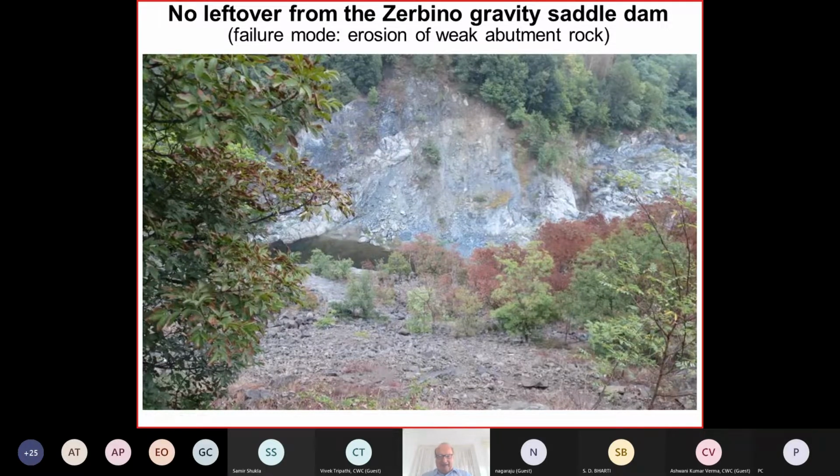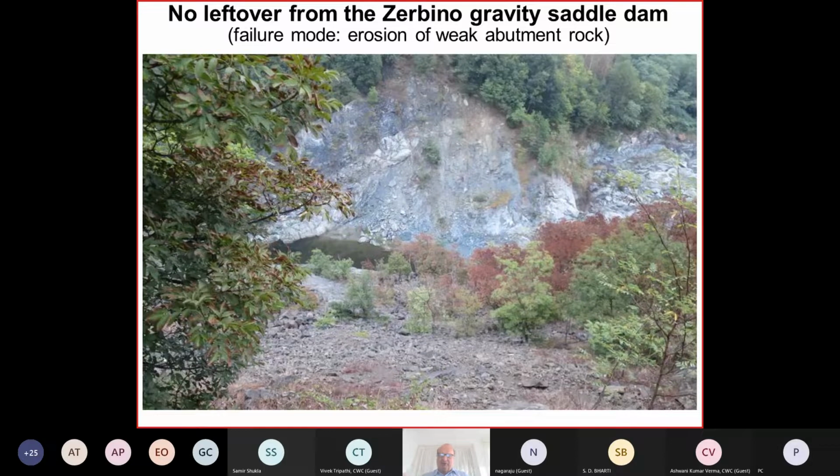masonry gravity dam. It was completely washed away. You could not see anything. It has gone completely. Okay, so due to a flood in 1935. So it is not just overtopping of gravity dams, which is no risk, let me say.